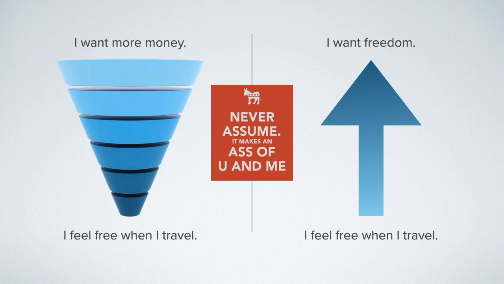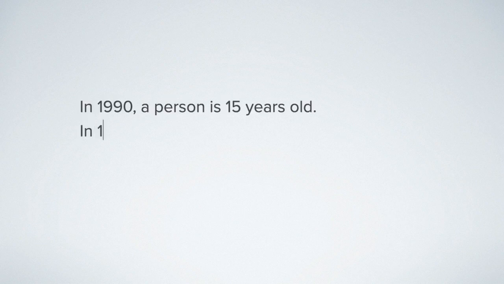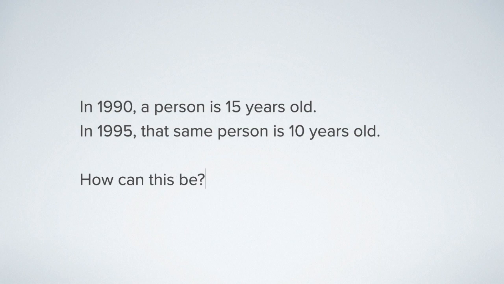So as you can see, the assumption is somewhat not equal to our deduction, right? The deduction appears to be more in depth and logical. So now let's apply that simple pattern in a riddle. So we have this problem. In 1990, a person is 15 years old. In 1995, that same person is 10 years old. And how can this be?